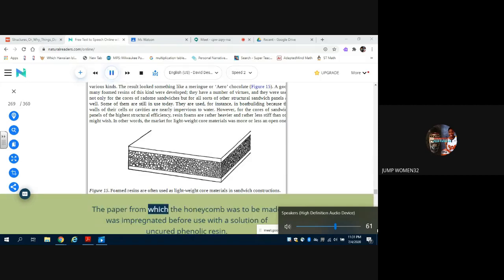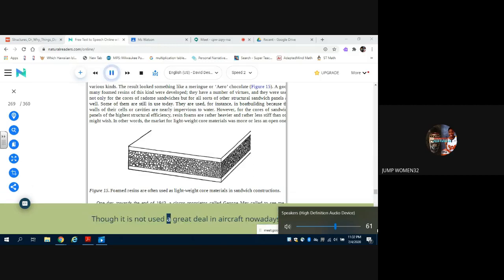The paper from which the honeycomb was to be made was impregnated before use with a solution of uncured phenolic resin. After the honeycomb had been made and expanded, the resin was cured and hardened by baking it in an oven. As a result, the paper was not only made waterproof but also strengthened and stiffened. This material was very successful and was used in the cores of sandwiches for all kinds of military purposes.